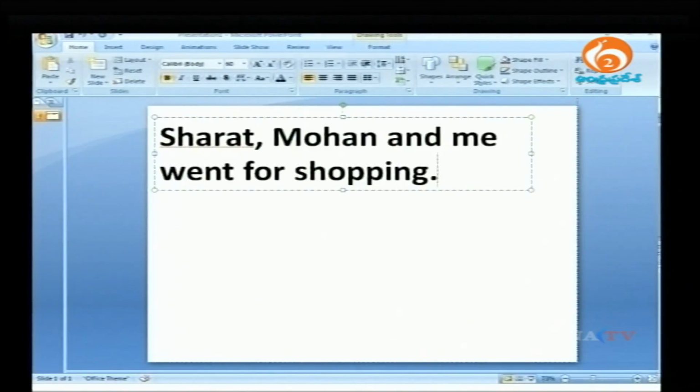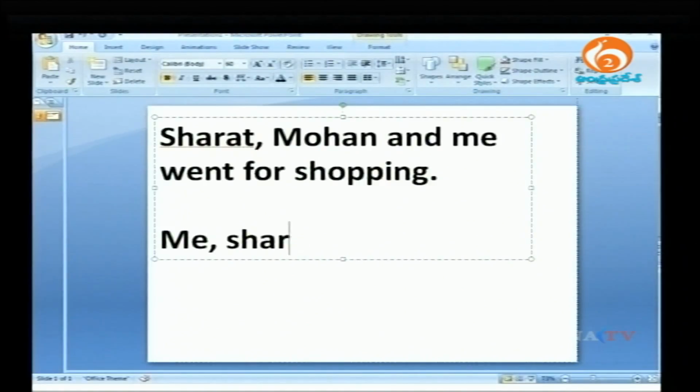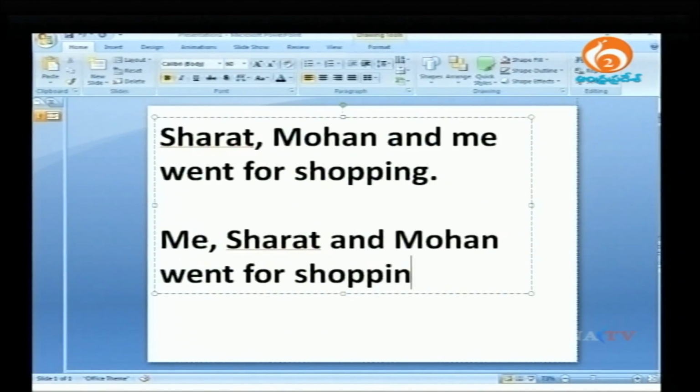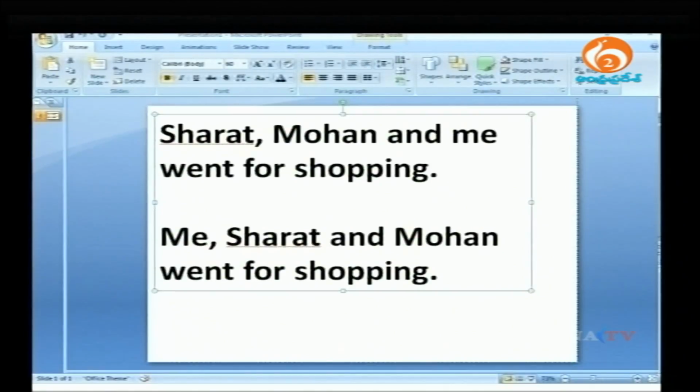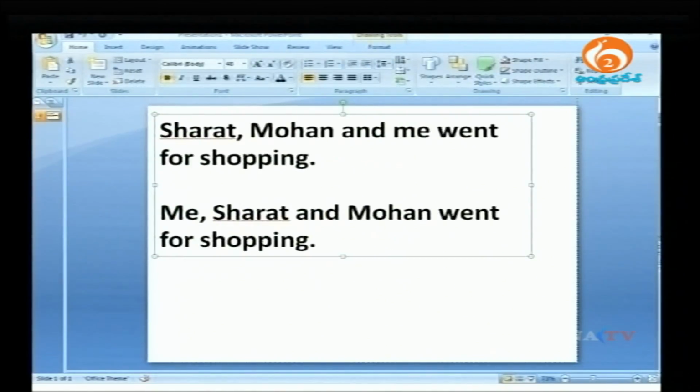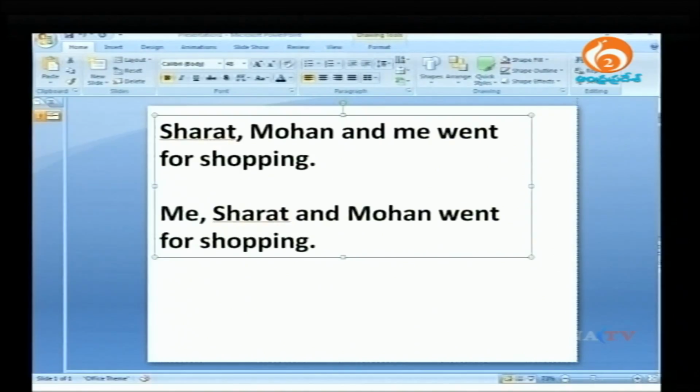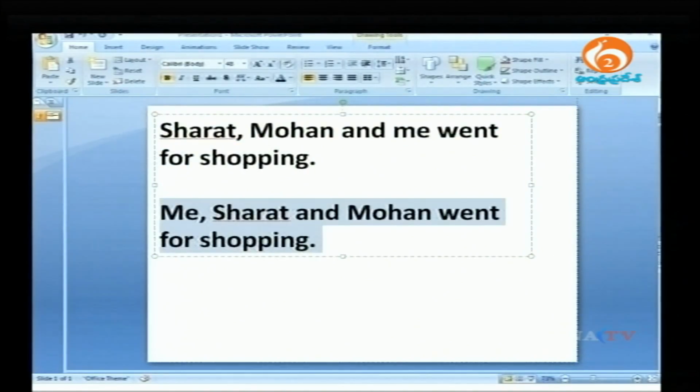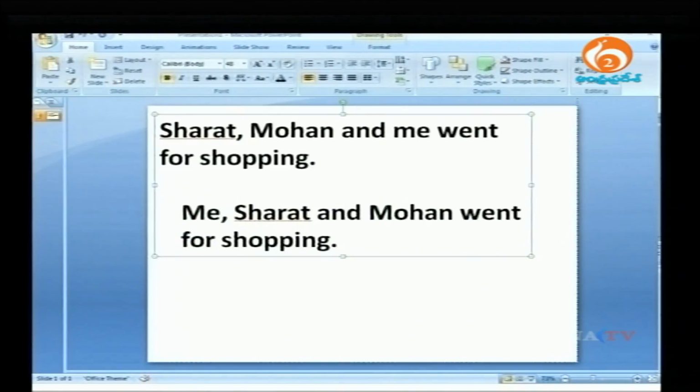Say, for example, if I use certain names: Sharath, Mohan and me went for shopping. A lot of people use this form, or they say me, Sharath and Mohan went for shopping. I hope this is visible. Yes, of course. Now, both these forms are incorrect. Both these forms are wrong.